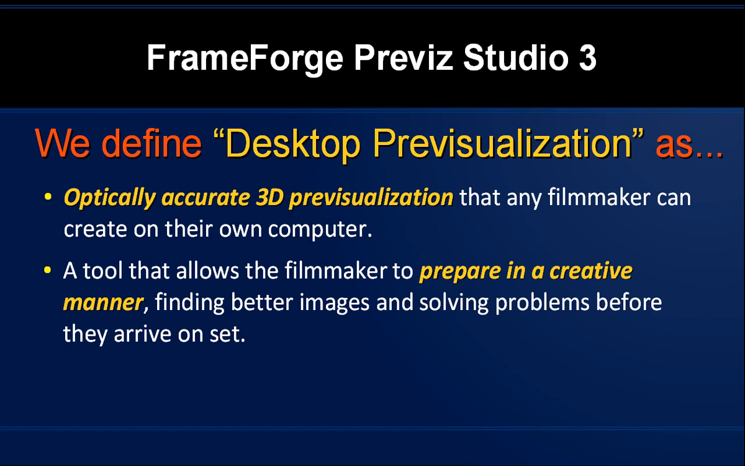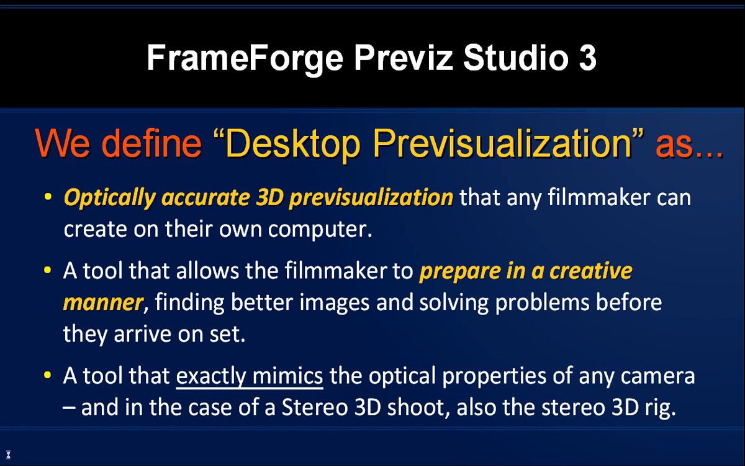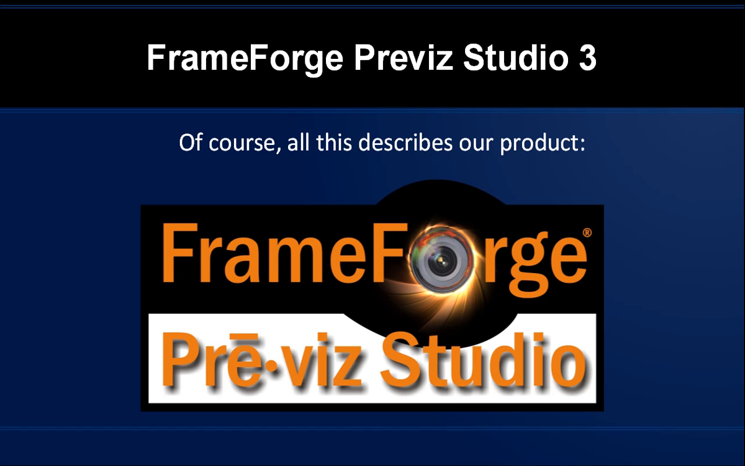And another key element, again, like James Cameron's system, is it's got to give the filmmaker the ability to turn the preparation into a creative endeavor, rather than handing it off to someone else, getting it back, and then saying, no, it's not that right. But really be able to explore, experiment, find better images, solve problems, all of these kinds of things. To do that, it has to exactly mimic the properties of the cameras you're going to use. And of course, for Stereo 3D, that also means the stereo rig. So, much to your surprise, I'm sure, this really describes our product.